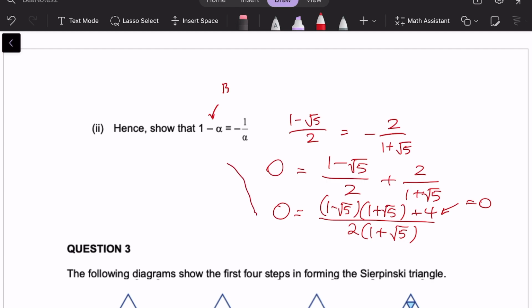So when you expand out 1 minus root 5 times 1 plus root 5, we get 1 minus 5 because it's difference of squares, and then plus 4, which gives 0 equals 1 minus 5 plus 4, negative 4 plus 4, and that equals 0, which is a true statement, and hence 1 minus alpha equals negative 1 on alpha.